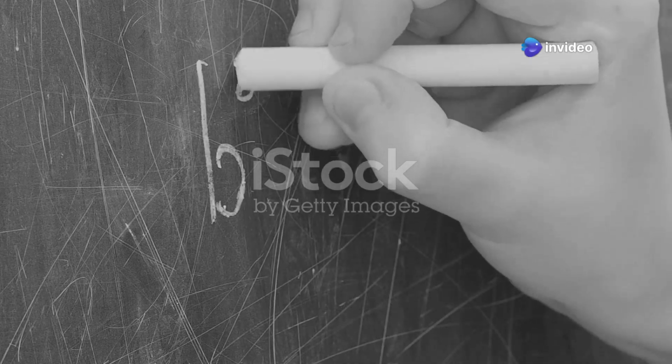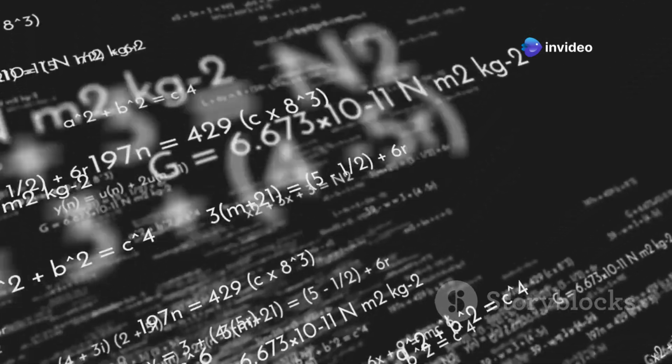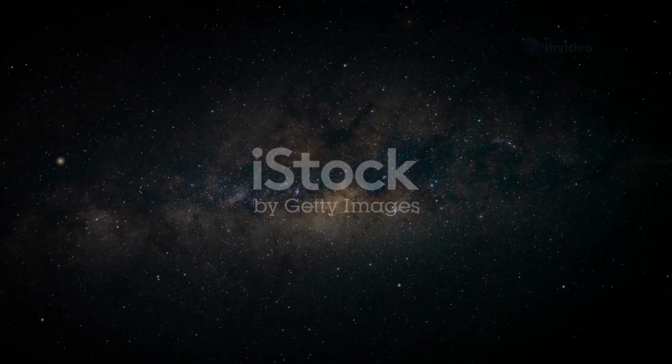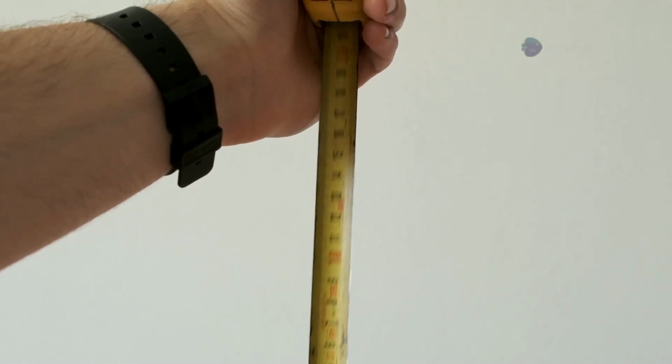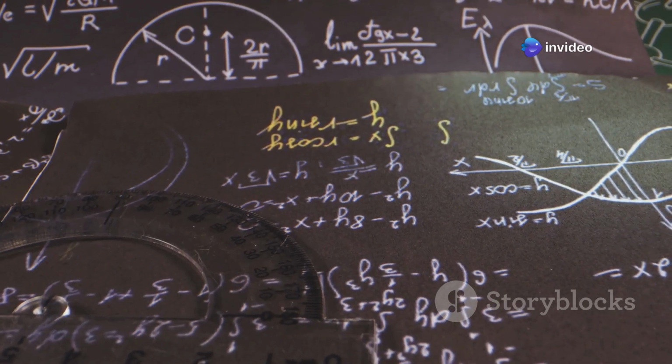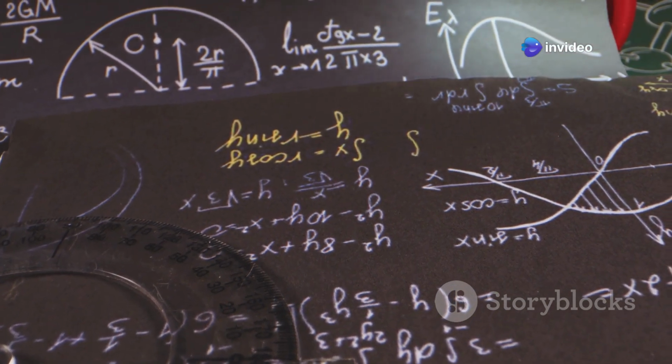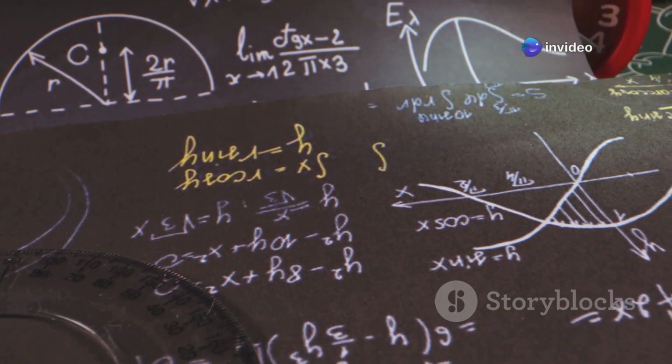Numbers are the language of the cosmos. They unlock secrets of the universe, from the tiniest atom to the largest galaxy. We use numbers every day, counting objects, measuring distances, and tracking time. In the world of mathematics, there exists a special category of numbers called irrational numbers. Irrational numbers cannot be expressed as a simple fraction of two whole numbers.